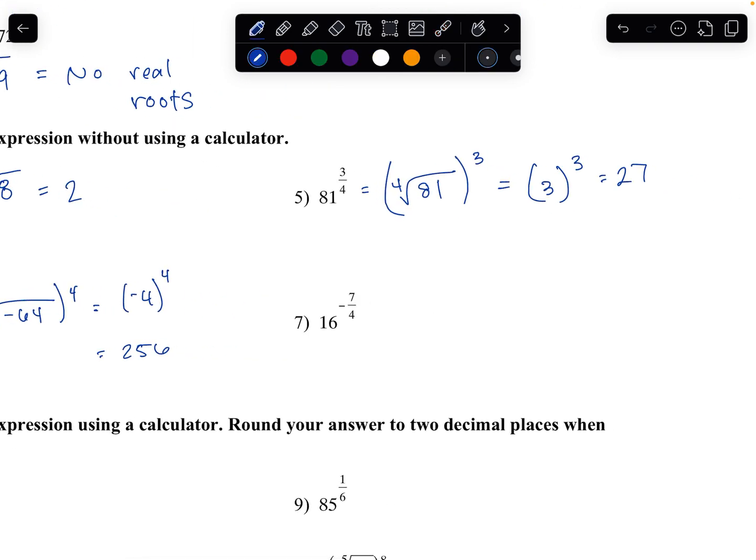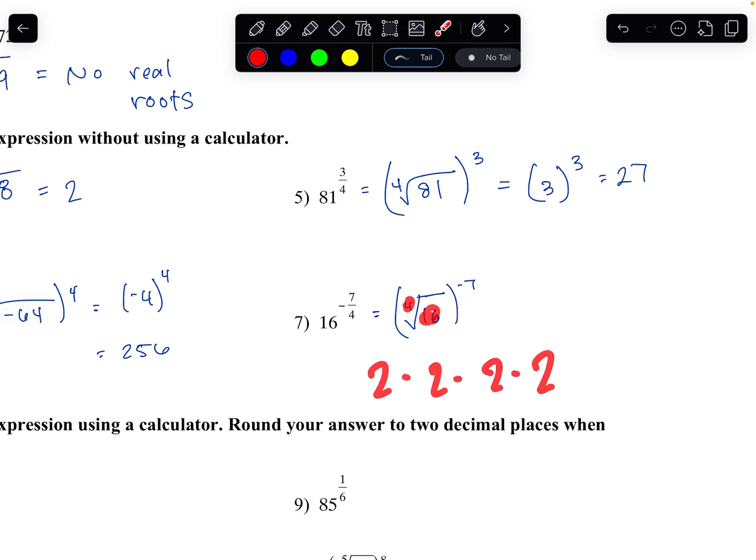Okay, so I'm going to rewrite this one. This is going to be the 4th root, because I'm looking at the denominator, of 16. And this is going to be raised to the negative 7 power. So this is a negative right here. Okay, and then the 4th root of 16. So what multiplies by itself 4 times over to give you 16? I think that's 2. 2 times 2 is 4, 4 times 4 is going to be equal to 16. Yep. So this is going to be equal to 2 raised to the negative 7.